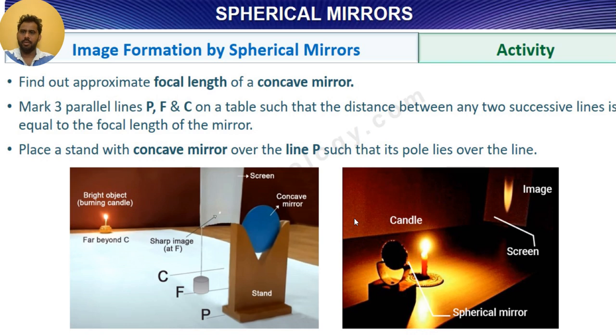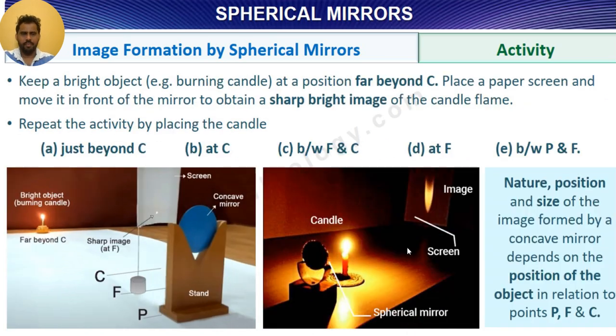Now let's move ahead and try to understand image formation by spherical mirrors. There is an activity: find out approximately the focal length of a concave mirror. Mark 3 parallel lines P, F and C on a table such that the distance between any 2 successive lines is equal to the focal length of the mirror. Place a standard concave mirror over the line P such that its pole lies over the line. Keep a bright object at a position far beyond C. Place a paper screen and move it in front of the mirror to obtain a sharp image of the candle flame.